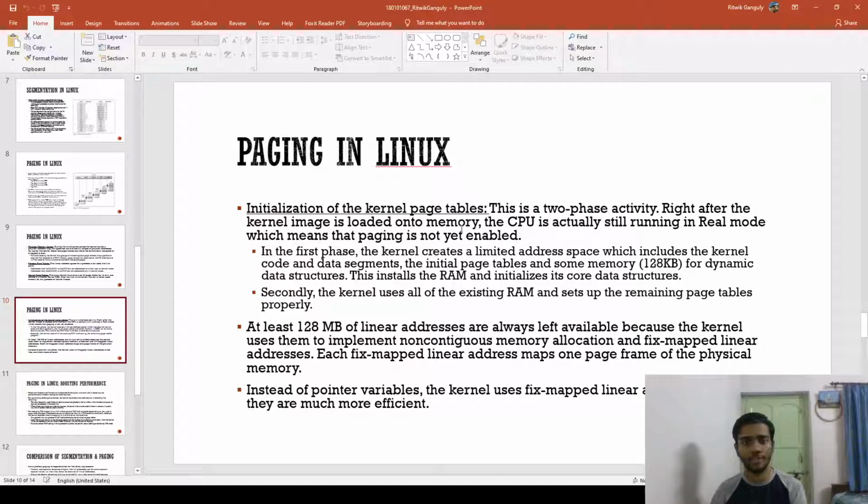What it does in the first phase is create a limited address space, which includes the kernel code and data segments, the initial page tables, the first page tables that we learned in the previous slide, and some memory. That is very little memory compared to the RAM which we have in store, around 128 KB. This will store the dynamic data structures. This installs the RAM and initializes its core data structures for further usage.